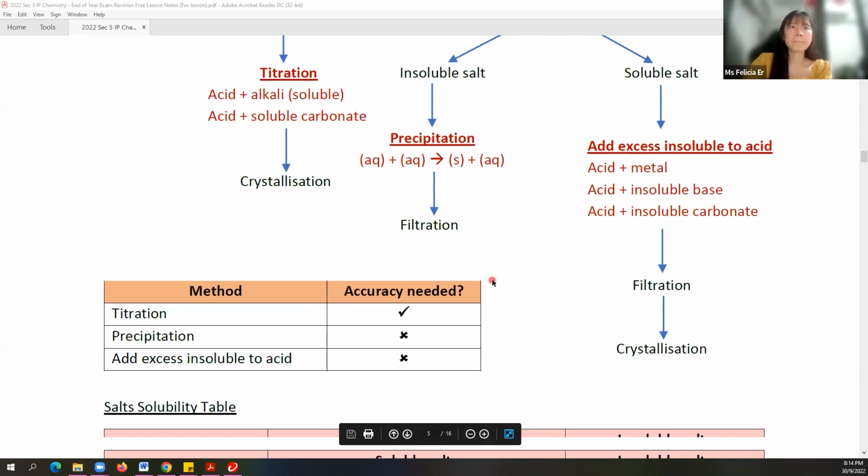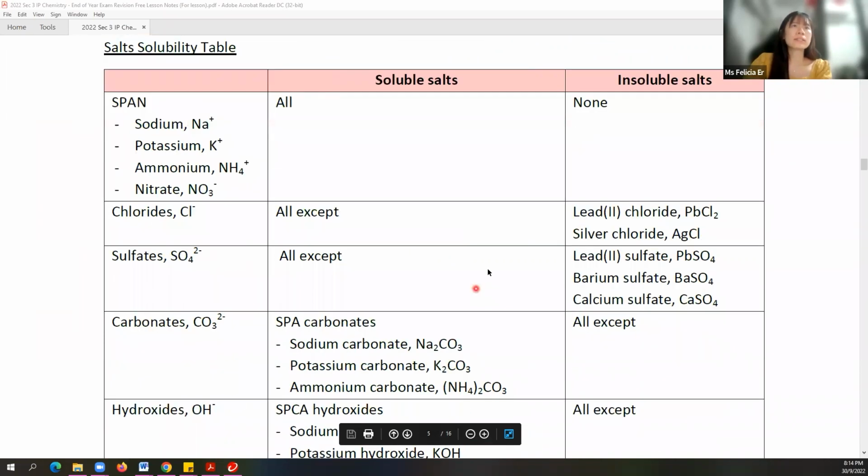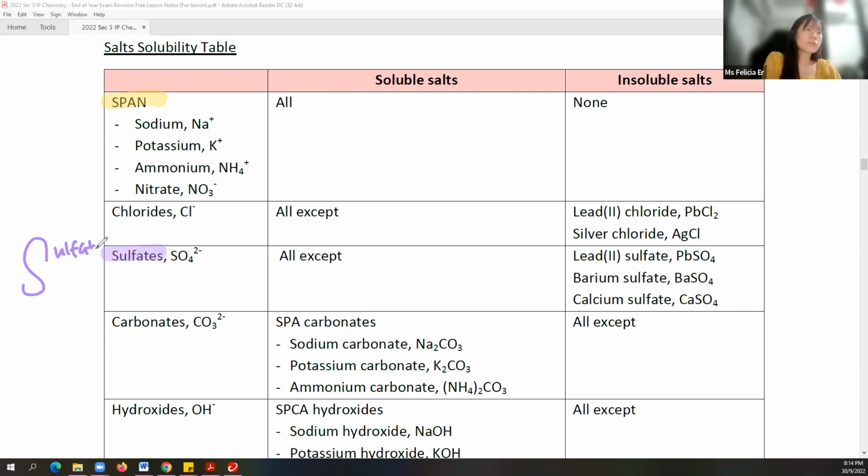Okay. So over here, this is the solubility table. As mentioned just now, the mnemonic to help you remember will be SPAN. So all SPAN are soluble, that means aqueous. Sulfates also got a mnemonic, right? The one you all should know is S for sulfate, S for soluble, except the 3 sciences. The 3 sciences are here: physics, bio, chem. So except the sciences. Okay, I ended up still writing.